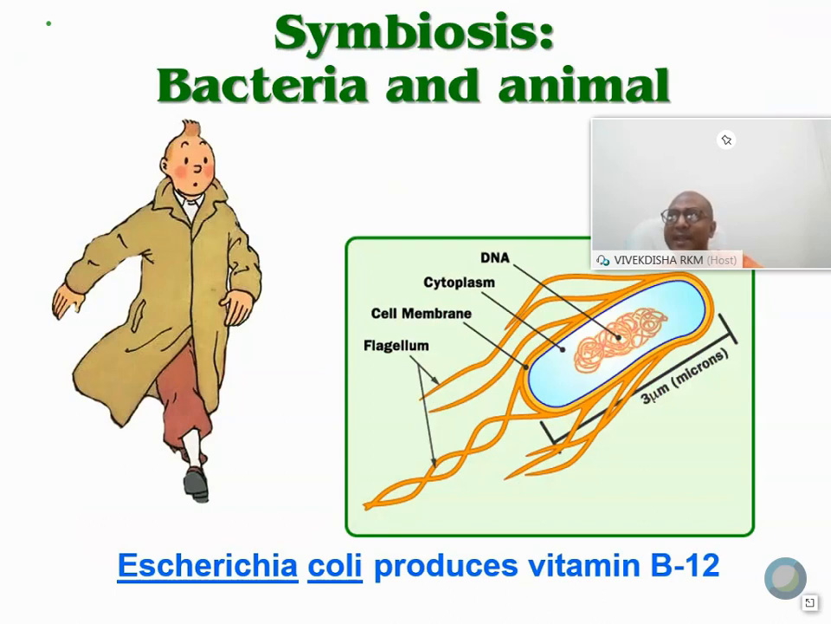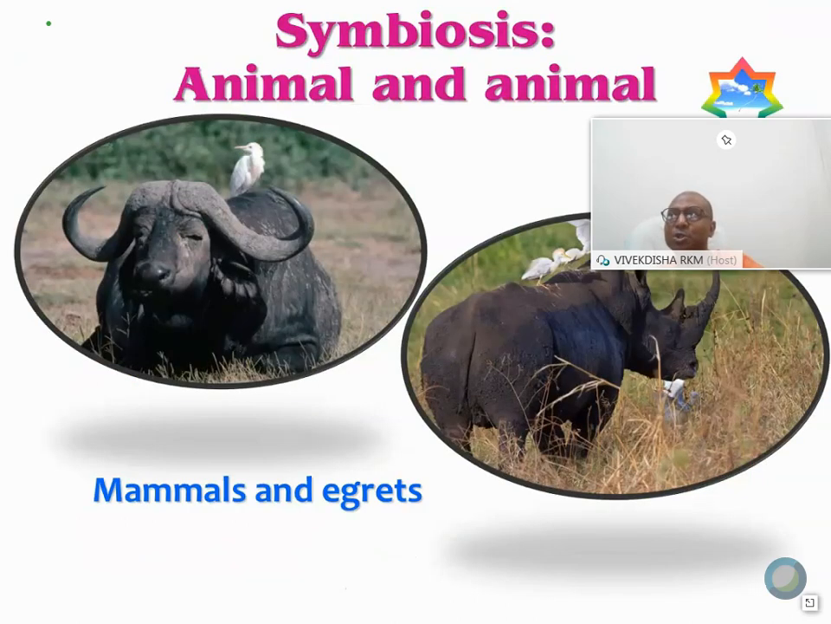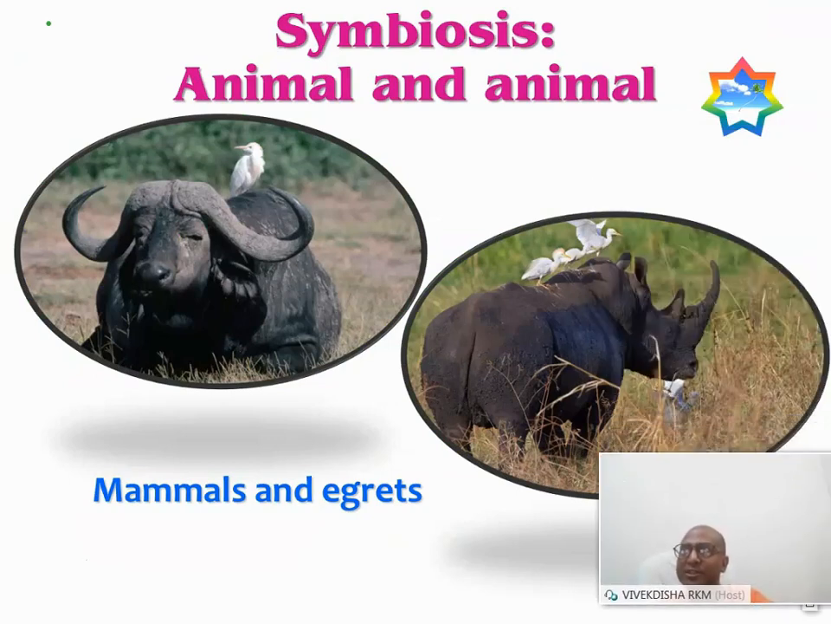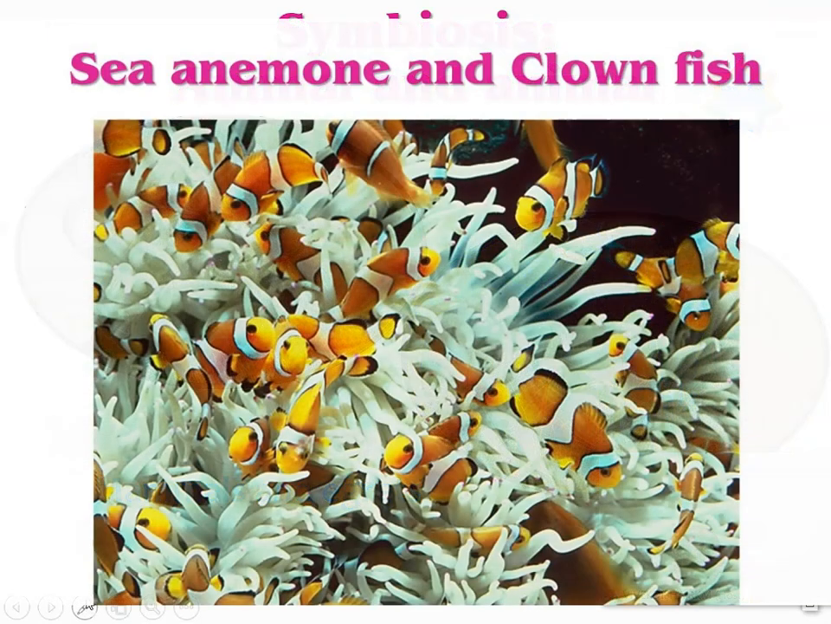So this is symbiosis between bacteria and animal. Another one is here, though on this occasion only one animal receives the benefit and the other does not. These bullocks or rhinoceros do not receive anything. On their body some insects are there, and those insects are eaten by these egret birds. Egrets get the benefit of nourishment, but the mammals are not getting anything.